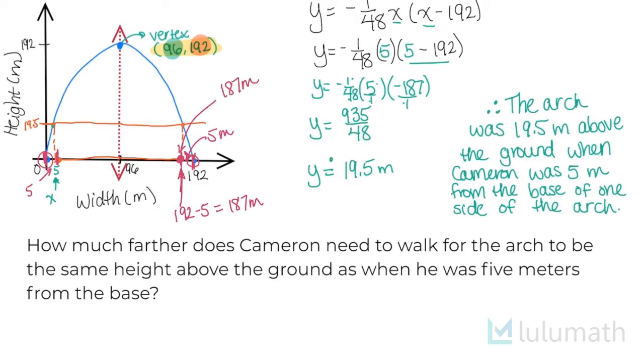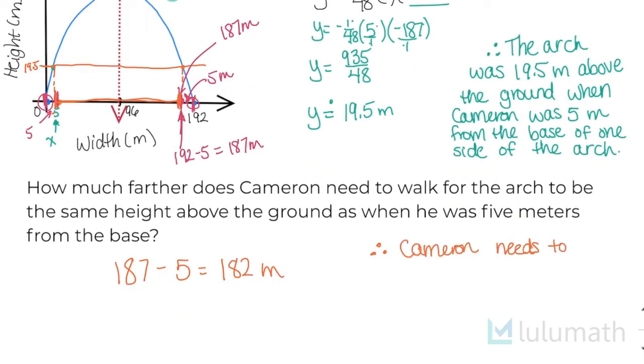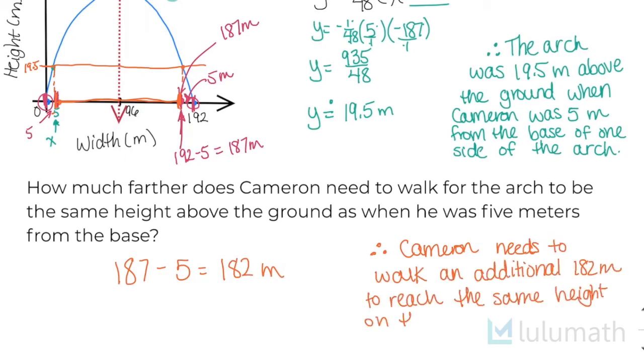So that means that from this point, from this 5 meters here, all the way to where it is 19.5 meters again, it's a distance between 5 meters to 187 meters. So to figure that out, I would simply do 187 minus 5, which would end up giving me 182 meters. So therefore, Cameron needs to walk an additional 182 meters to reach the same height on the other side of the arch.